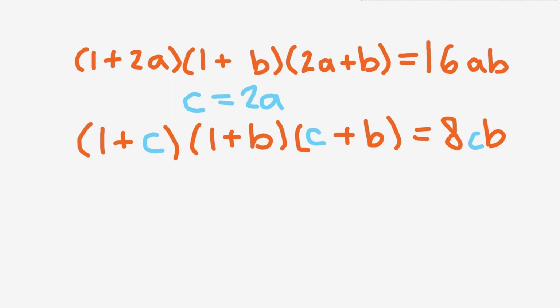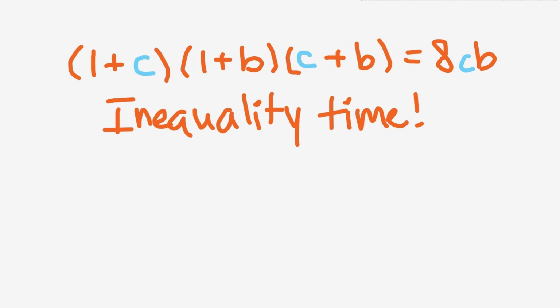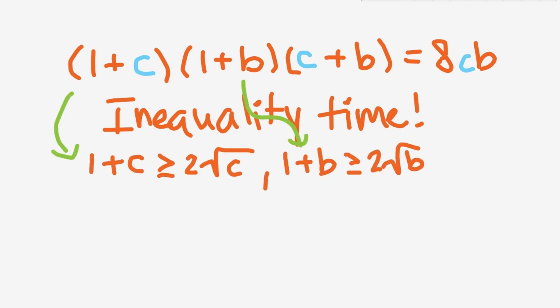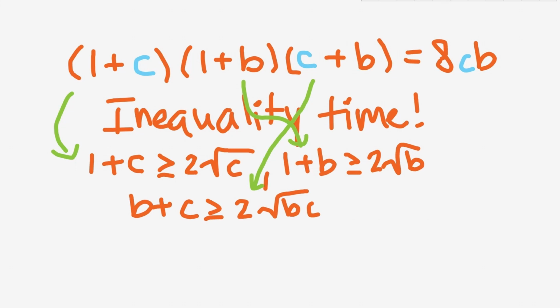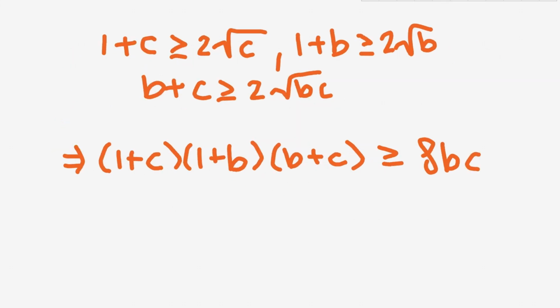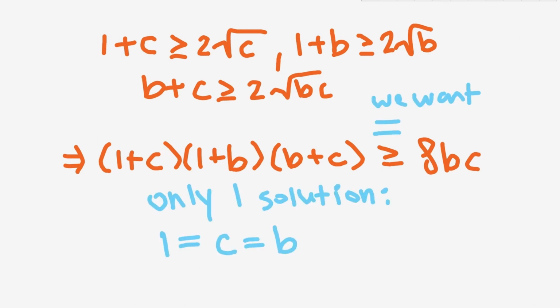Now, our best bet to narrow down the number of ordered pairs that could be possible solutions is through inequalities. In this case, we can apply the AM-GM inequality to 1 plus c, 1 plus b, and c plus b individually, which then tells us that the following inequality holds. Since our equation is the equality condition for the inequality, there's only one solution and we're done.